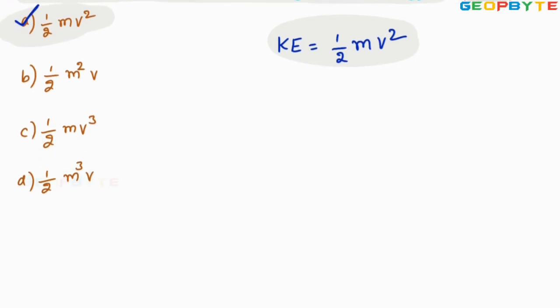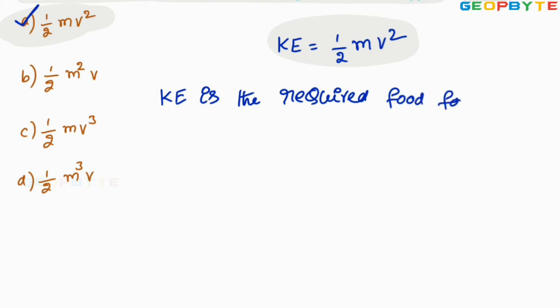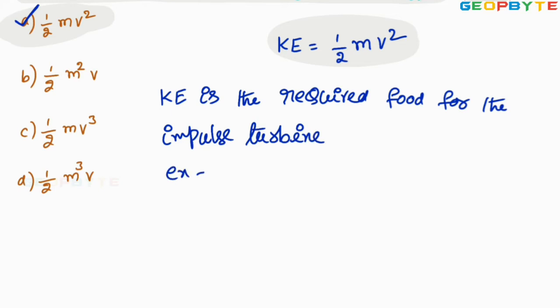Remember, the kinetic energy is the required food for the impulse turbine. Let me write that. Kinetic energy is the required food for the impulse turbine. A required food means required energy. Example for impulse turbine: the De Laval turbine.